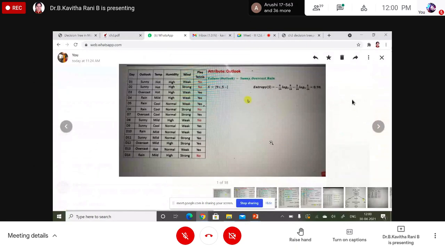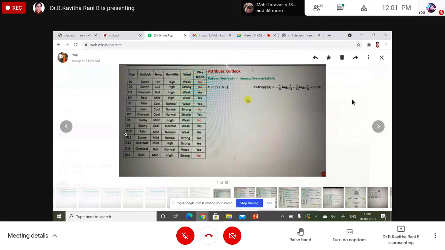So till now I've sent you this table. For this data set, I'm using a decision tree. To draw the decision tree, I'm using the ID3 technique. ID3 is nothing but Iterative Dichotomiser 3. It is developed by Ross Quinlan.